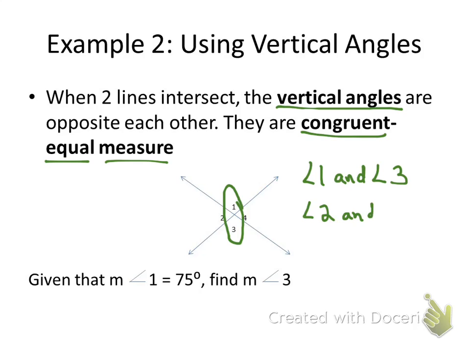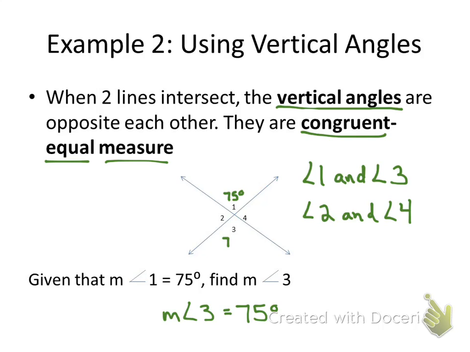So what this is saying is whatever angle 1's measure is, that's going to be angle 3's measure. Whatever angle 2's measure is, that's going to be angle 4's measure as well, because vertical angles have the same measure. They are congruent. All right, so if I know that the measure of angle 1 is 75 degrees, what's the measure of angle 3? Class? 75 degrees, because they're vertical angles, and vertical angles have the same measure.